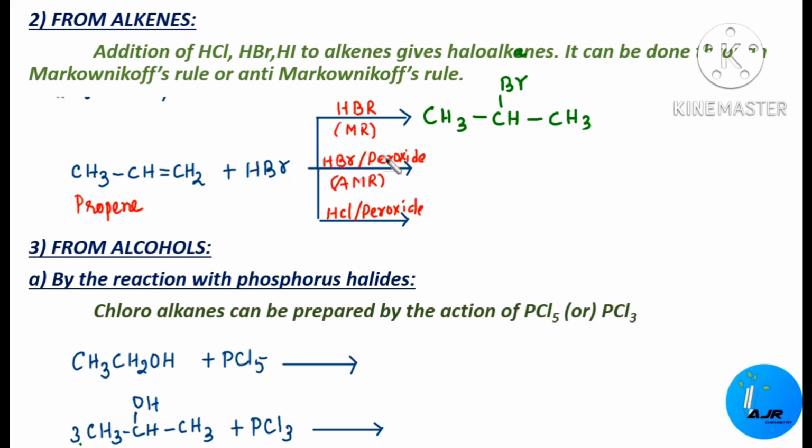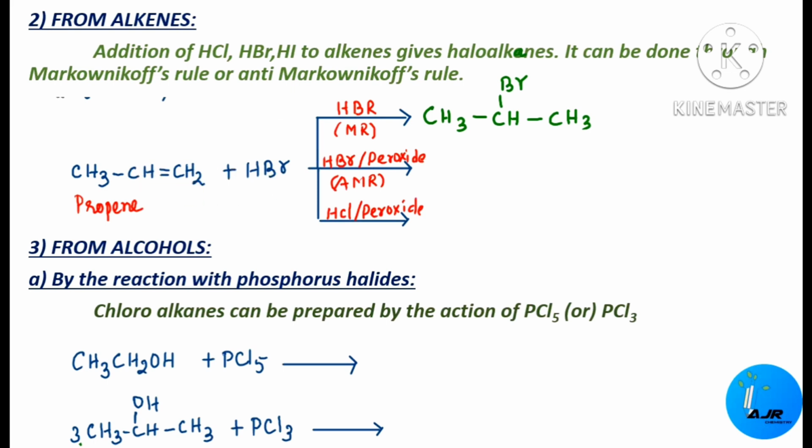The next methodology is in the presence of peroxide. In the presence of peroxide, this reaction takes place on the basis of anti-Markovnikov's rule. What is anti-Markovnikov's rule? The hydrogen will be getting added up to the carbon which is having the least number of hydrogen atoms, is it not? So what happens? What could be the product now?